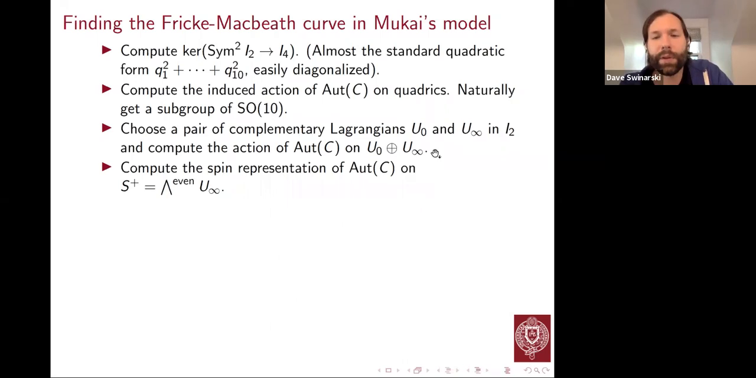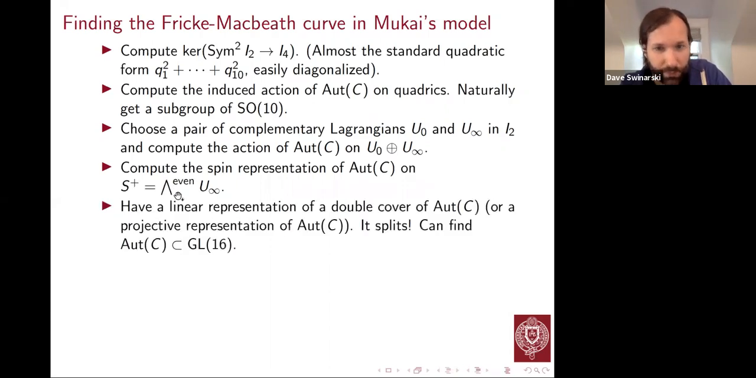So now that I've chosen U_infinity and U_0, I can compute the spin representation of my automorphism group on the set of positive spinors. In general, that would be a double cover of the group you start with. But we get lucky here, and your double cover is just PSL(2,8) plus Z_2. And so you can actually get a representation of your automorphism group into GL_16.